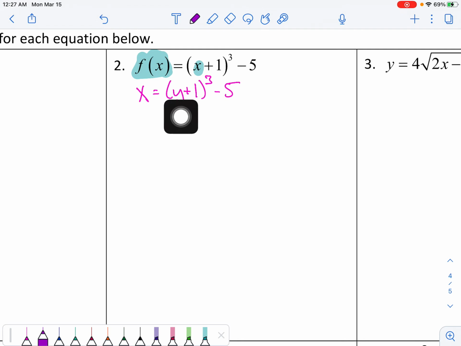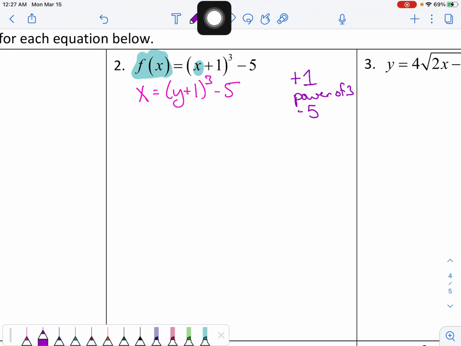If you can find y, look at everything on the same side as y and follow the order of operations. So you would have to do y plus 1. So off to the side, I'm going to do a little plus 1. Then you'd have to take that to the third power. So power of 3. Then once you've done those two things, you would have to subtract 5. So minus 5. You're going to start to undo these with the bottom of the list and work your way to the top. So how would you get rid of a minus 5? Well, you would add 5 to both sides.